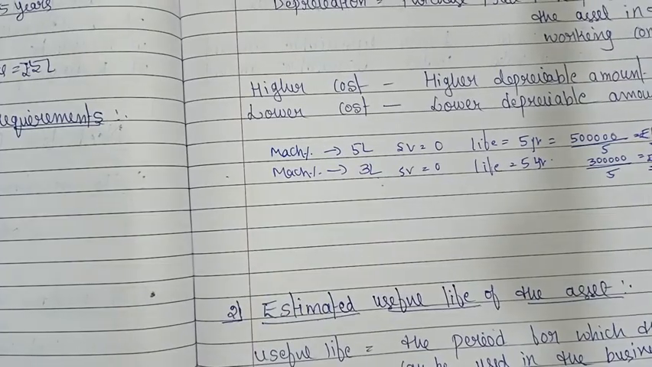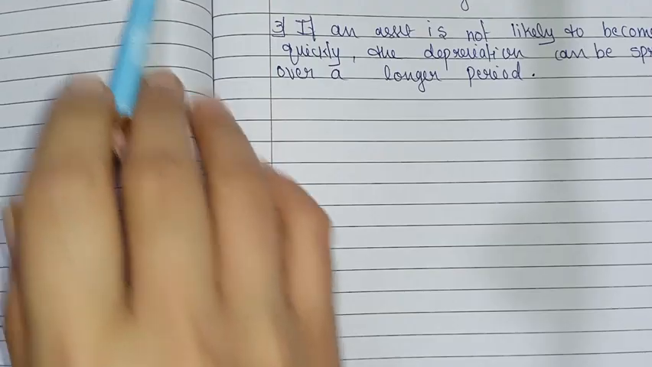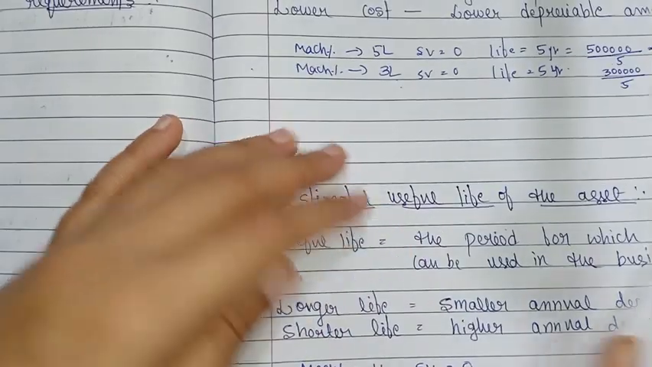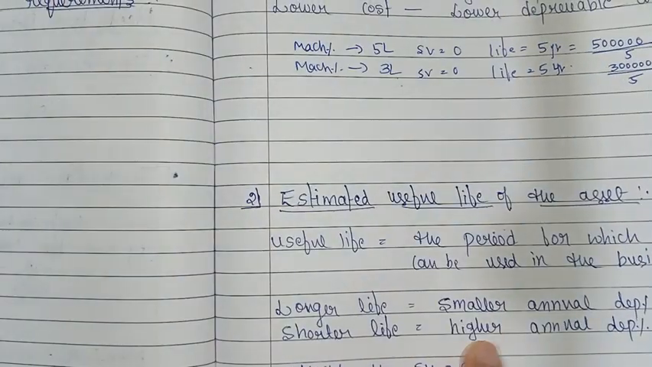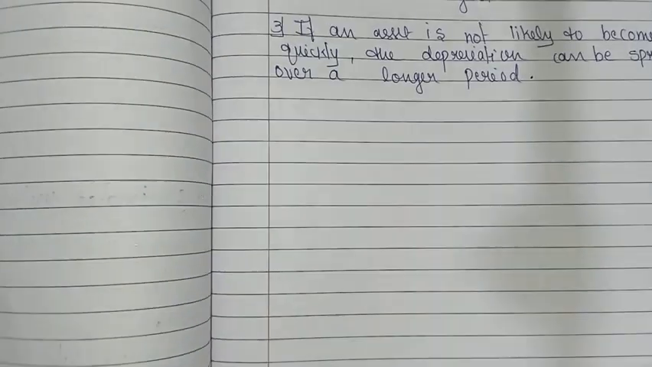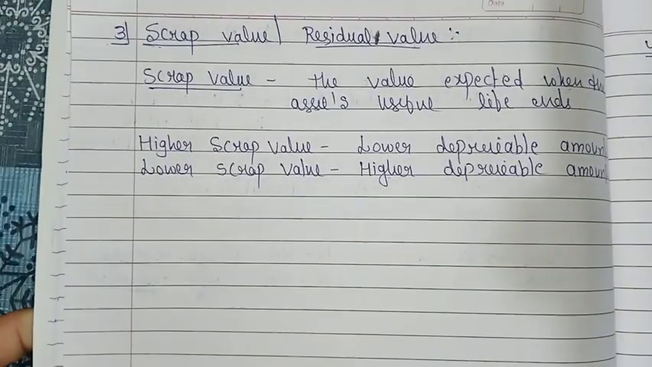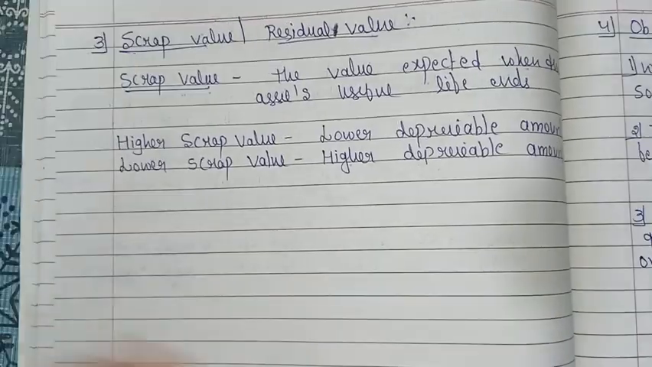It is the same with the estimated useful life of the asset. See here, longer life means smaller annual depreciation. Here also high scrap value means lower depreciable amount, and shorter life means higher annual depreciation. Lower scrap value means higher depreciable amount.